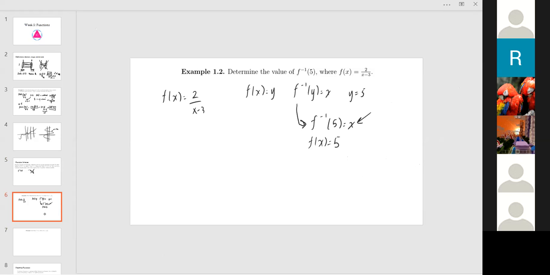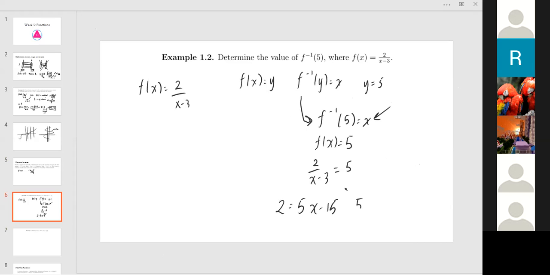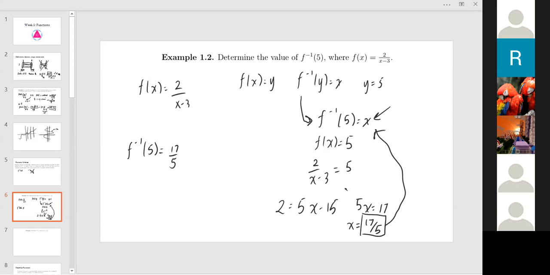So we have f of x, which is 2 over x minus 3, is equal to 5. And we can solve this to get 2 is equal to 5x minus 15, or 5x is equal to 17. x is equal to 17 fifths. So putting this back in here, we get f inverse of 5 equal to 17 fifths. So that's our answer.